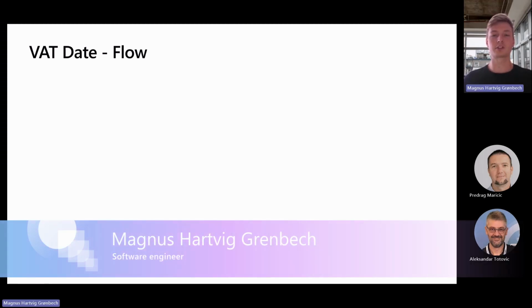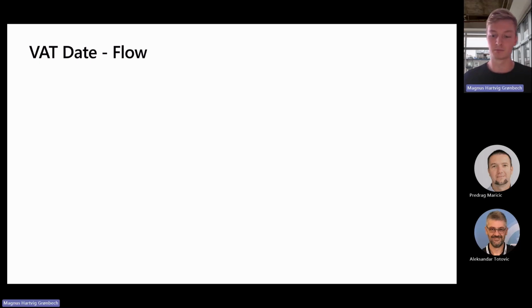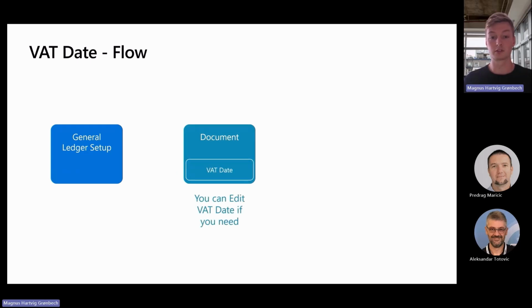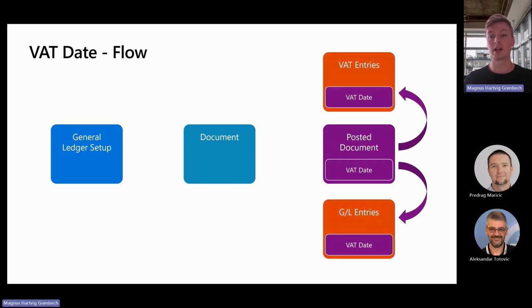Thank you, Alexander. So let's take a brief moment to have an overview of how VAT date works in Business Central. As Alexander nicely explained, on the general ledger setup we have the default VAT date field, which controls whether VAT date should default to posting date or document date. This is used to auto-populate the field on a document that you might create. If you want, you can of course edit the VAT date if needed. Then when posting, we copy the date onto the posted document and the related entries such as VAT entries and GL entries.